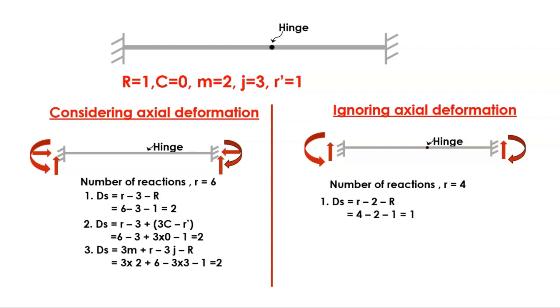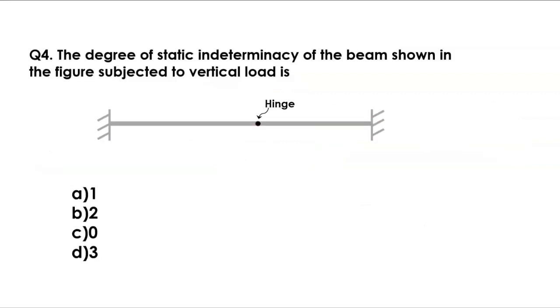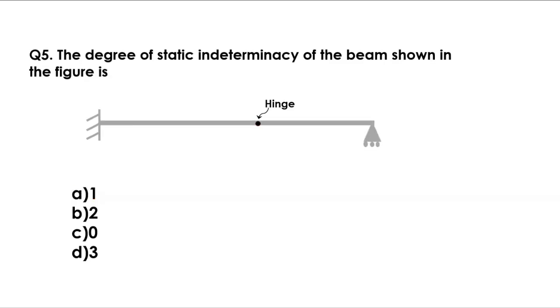Now when we ignore axial deformation, using the first formula we get the value as 1. The second formula also gives the value as 1. That is, when we ignore axial deformation we get the value 1, and when we consider axial deformation we get the value 2. Now look at the question. The degree of static indeterminacy of the beam shown in the figure subjected to vertical load. When it is subjected to vertical load, we ignore the axial deformation. So in the second case we got the value as 1, and the correct answer will be 1.